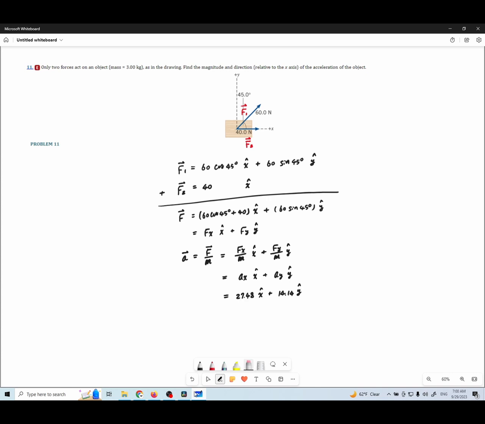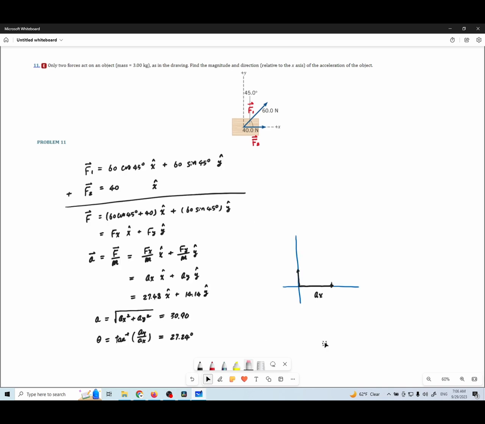The result is the acceleration in its component form, the magnitude of which will be calculated using the Pythagorean theorem, and the direction will be obtained using the arctangent function. We should always try to sketch the vector. From the diagram, you can see that the direction of the acceleration is 27.24 degrees above the positive x-axis.